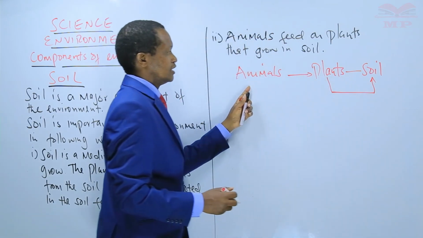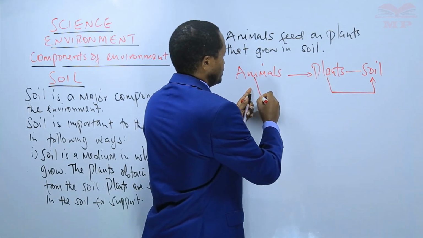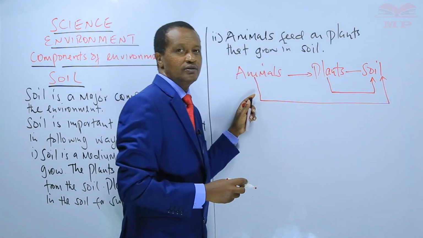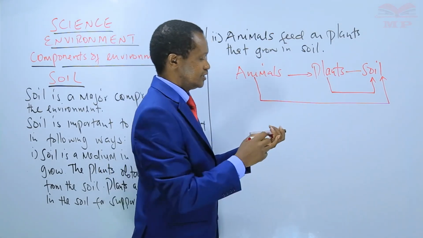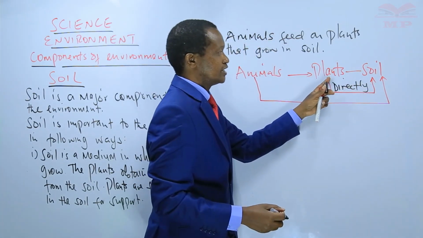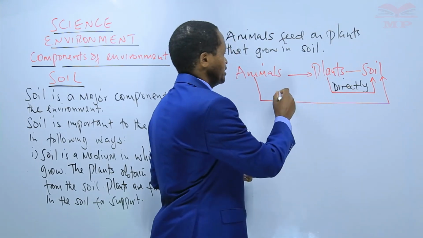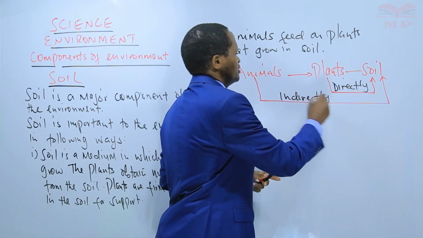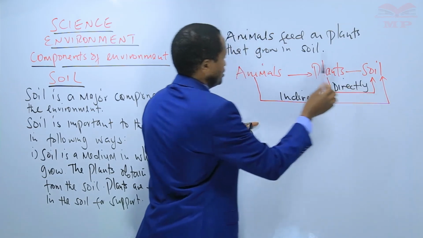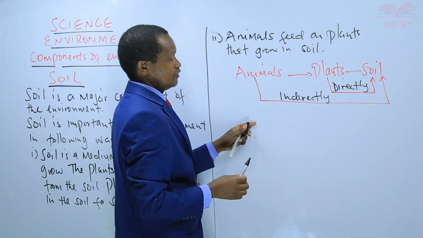So you can see, learners, that these animals also benefit indirectly from the soil. Directly, plants get nutrients directly from the soil. Animals get nutrients indirectly. So plants get nutrients from the soil, but animals rely on plants for survival.